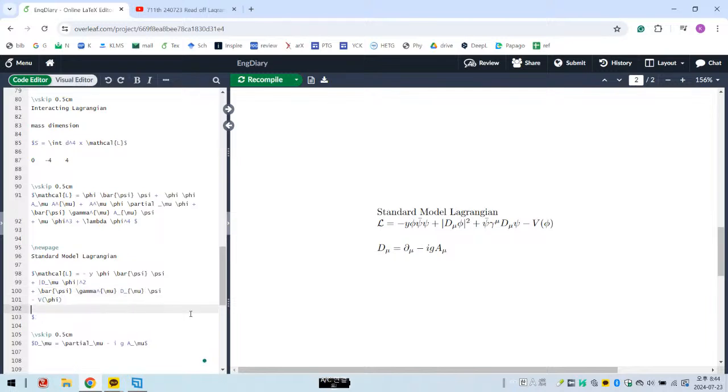Also, we need to add the kinetic term of the massless gauge boson spin 1 field, and this is written by minus 1/4 F mu nu F mu nu. This F mu nu is the field strength, the same as the Maxwell tensor in the relativity theory for electromagnetism. This is given by the commutator of the partial mu, the space-time derivative, and the gauge boson.